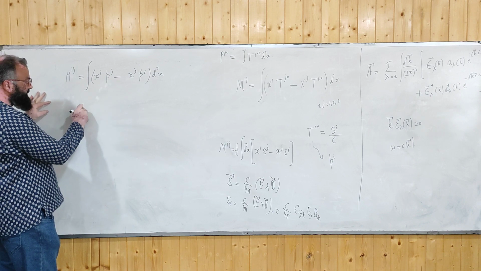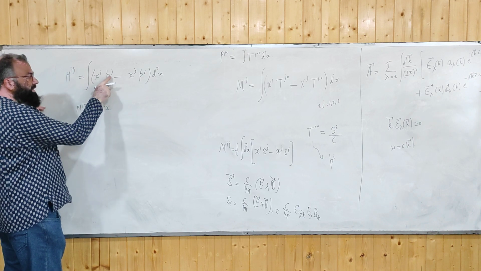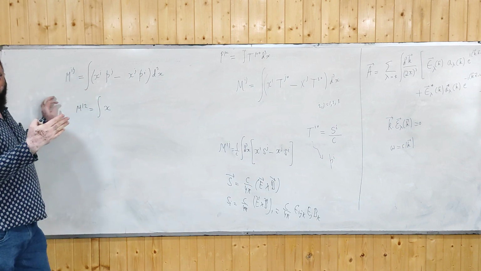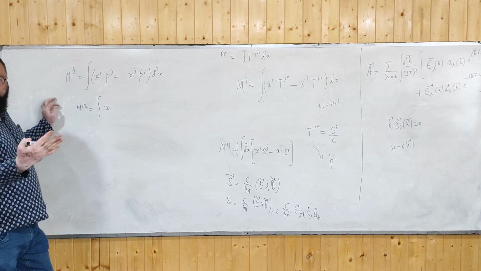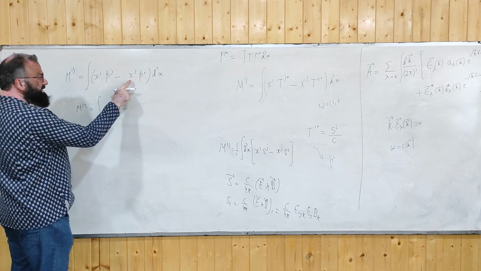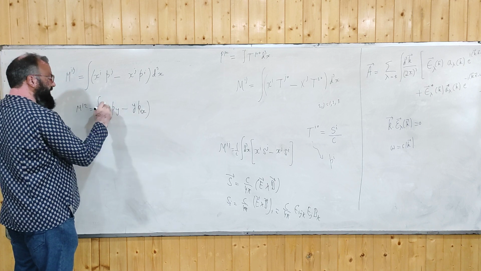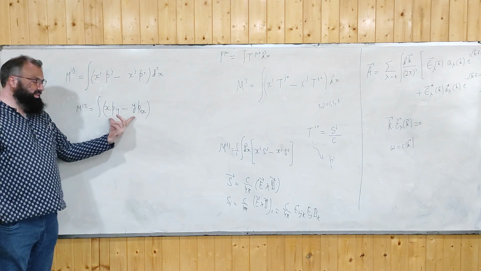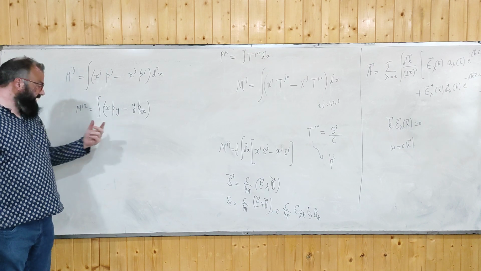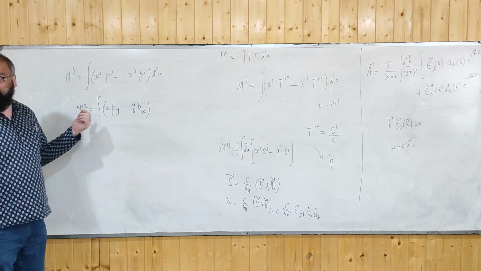Let's take M12. What is M12? x1 is simply x. j equal to 2 means y. Let's take 1 equal to x, 2 equal to y, 3 equal to z. So it will be x p2, meaning p_y, minus y p_x. So tell me what this object is. It is the z component of the angular momentum. Clear? So this M12 represents the z component of the angular momentum.